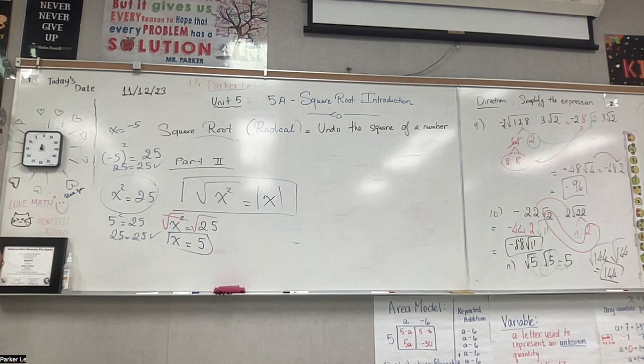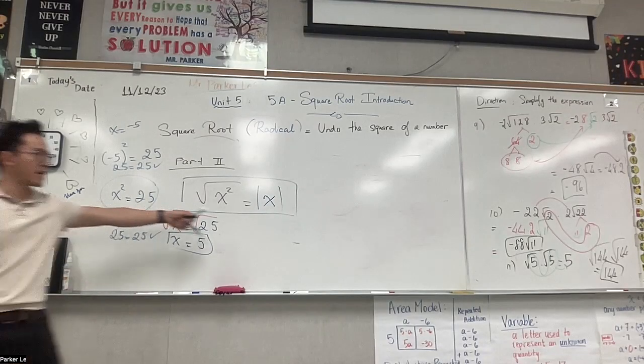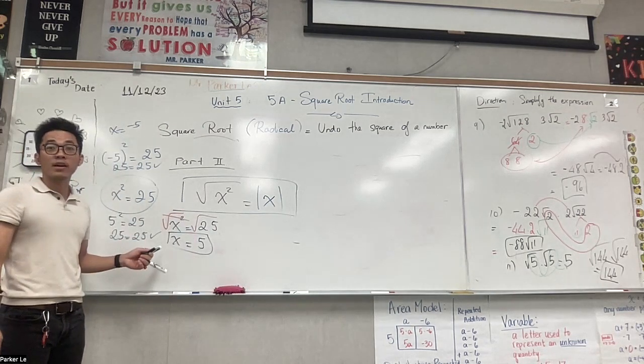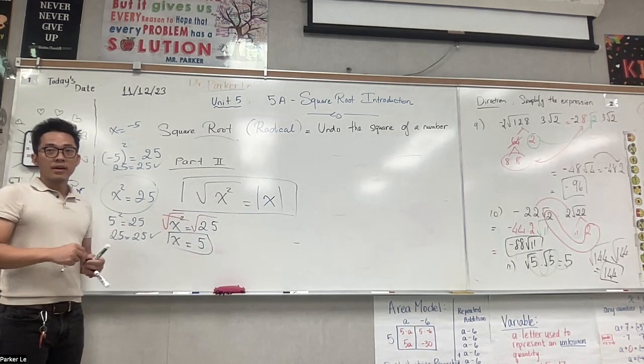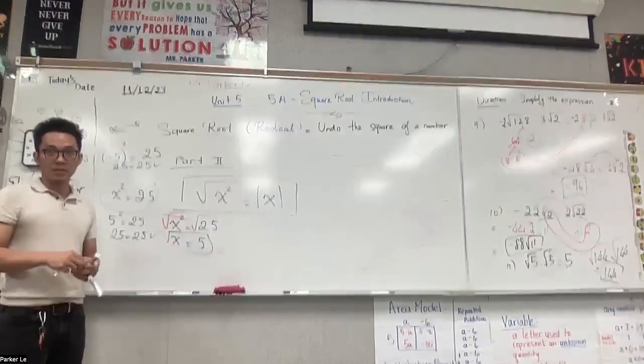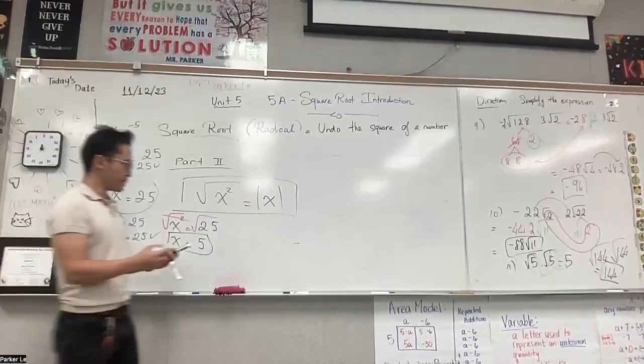If you don't have the absolute value, what happened? You just did. Can someone repeat it? If we forgot the absolute value, what happened? We're gonna miss one solution. Yeah, we're gonna neglect one solution.